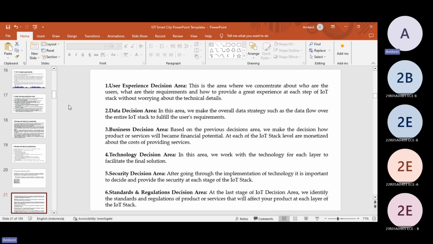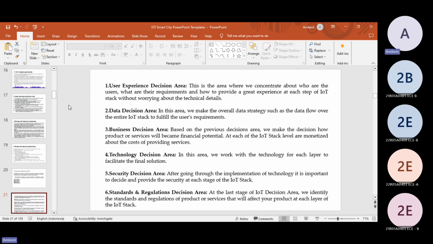So the next thing was the technology decision area. In this, they're going to work with the technology which is needed to facilitate the final solution. Then the next thing was the security decision area. In this, they're going to implement the technology, which is the most important to decide, because providing security to each stage of each stack is really required. So it mainly concentrates upon deciding what is to be provided for security purposes to each stage.